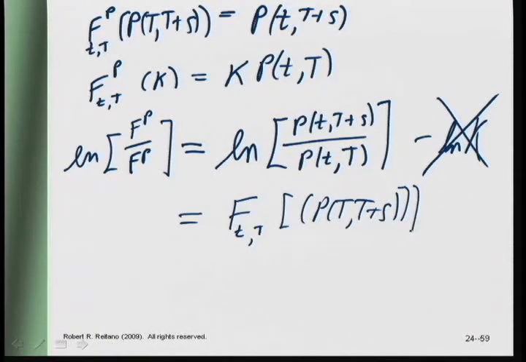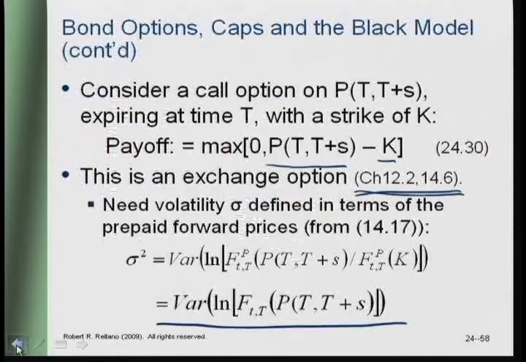So the log ratio is the forward price with a constant attached, so when we have the variance, we get the variance formula we want, namely that the variance of the log of the ratios of those prepaid forwards is nothing more than the variance of the log of the forward prices. So if we have any assumed distribution for the forward prices of this zero coupon bond, that'll give us the sigma squared that we need.